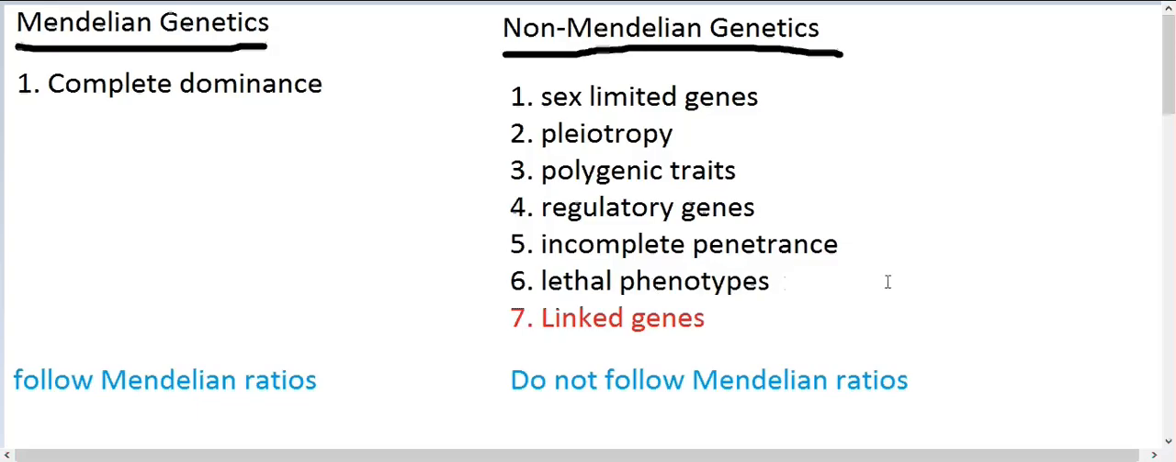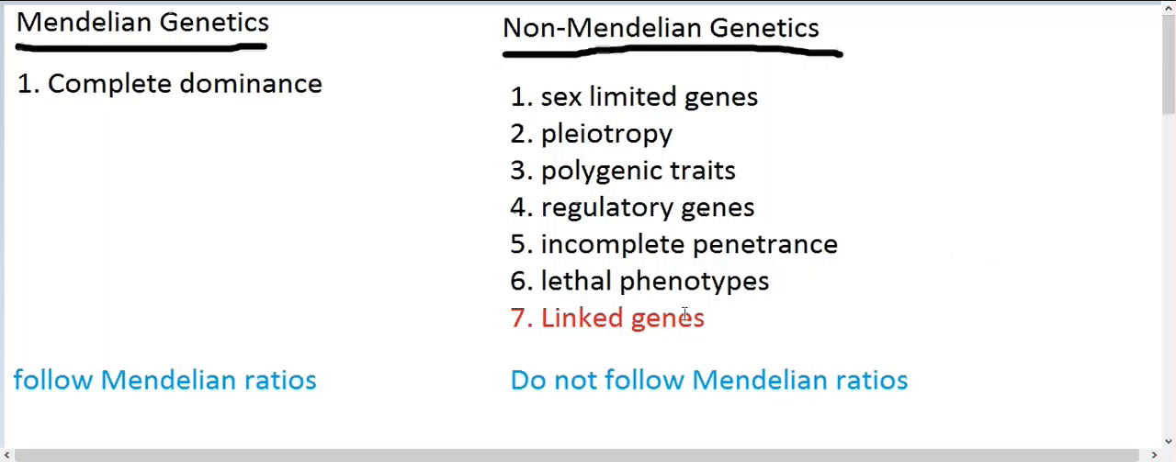In some cases the genotypes are also skewed. For instance, with lethal phenotypes, both the genotype and the phenotype are skewed. In the phenotype you don't even see one of the phenotypes. You never see the recessives, and in the genotypes that recessive is gone too. So your ratio is 1/3, 2/3.